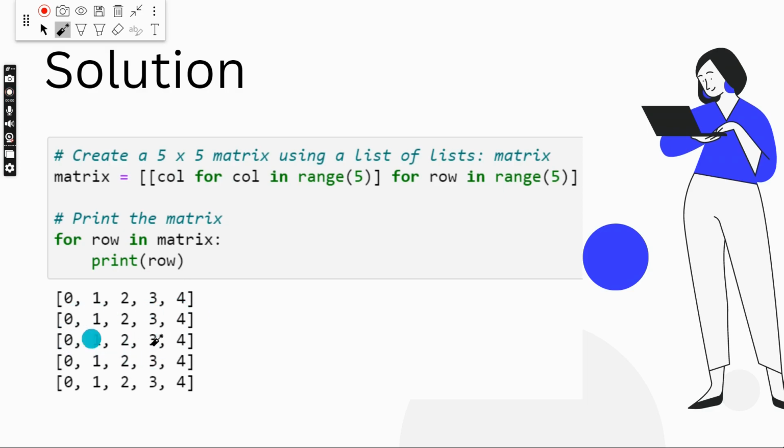I mean, all the rows will start from 0 and will end at 4. This is how col is running when we have used this loop. And because this is a list comprehension itself, that is why we are getting this square bracket, right? So let's do the same thing on Jupyter Notebook.